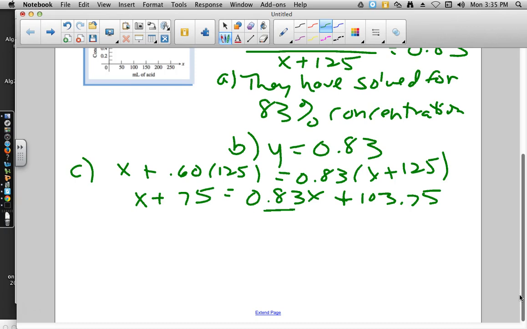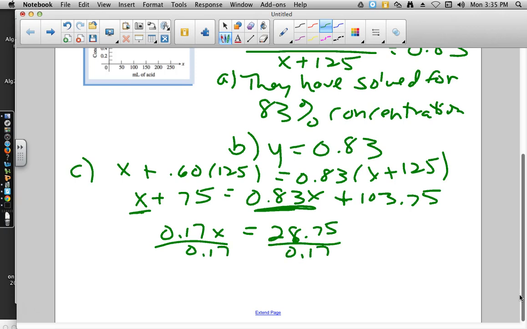So we'd subtract this 0.83X and get 0.17X. We would take 103.75 and subtract the 75, and that would give you 28.75. And we would divide by 0.17. And that would give us 169.118 with rounding there. And that was in milliliters.